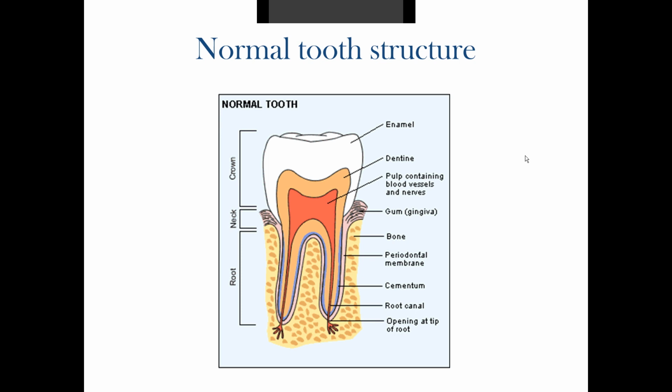Gums are the soft tissues, pink in color, and form a cuff around the neck of the tooth in the mouth. They are also known as gingiva. Alveolar bone is a hard tissue in which the roots are housed and anchored by means of periodontal ligament fibers.